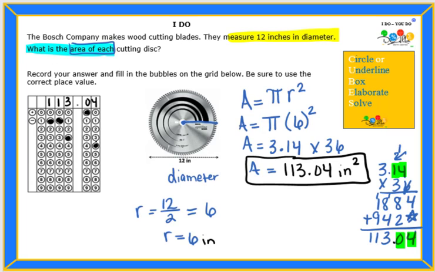Let's make sure and read our question one more time. What is the area of each cutting disc? So each cutting disc has an area of 113.04 inches squared.